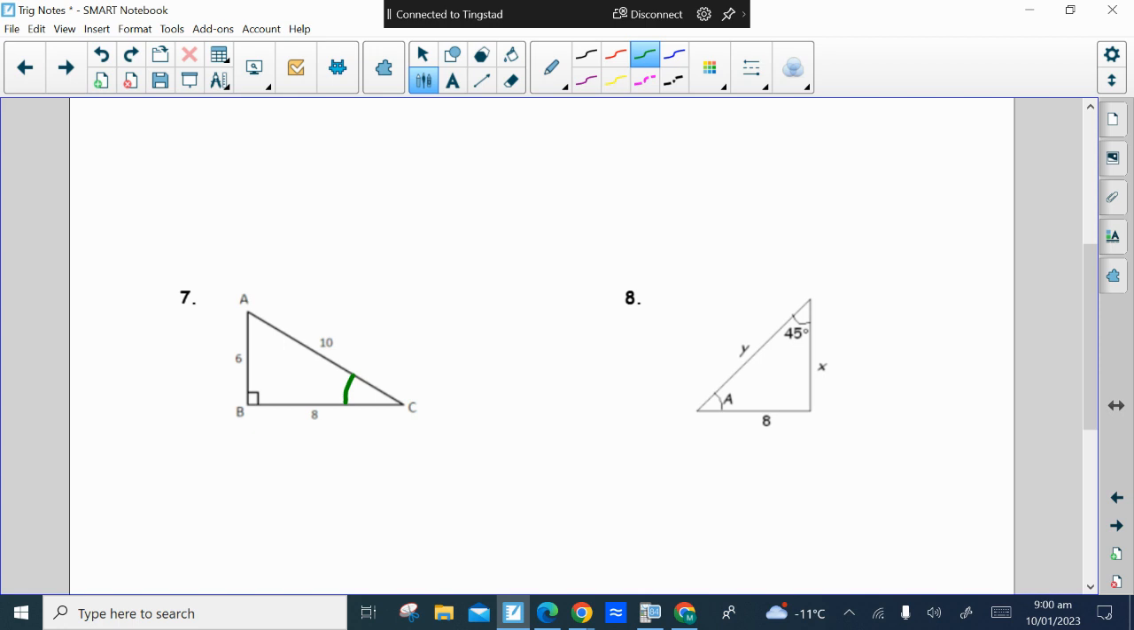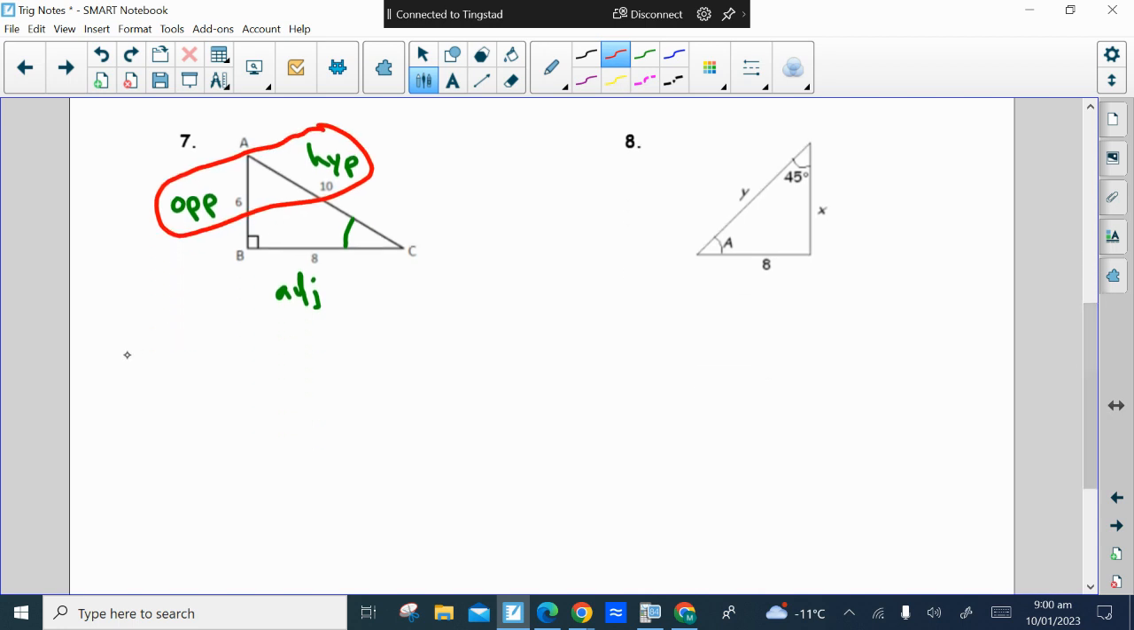We start by labeling the sides of the triangle. The side across from the right angle is the hypotenuse. Because we want to find angle C first, the side across from that is the opposite. The third side is the adjacent side. Because I have all 3 sides, I can use any 2 that I want. It doesn't matter. I'm just going to decide to use the opposite and the hypotenuse, which is the sine ratio. The SOH part tells us that the sine is opposite divided by hypotenuse.